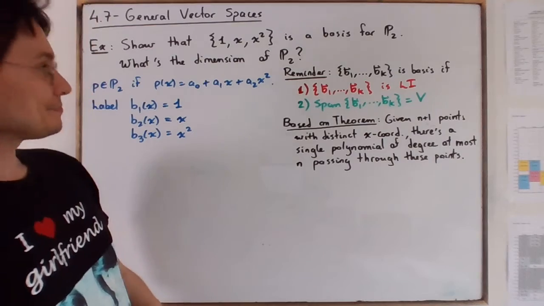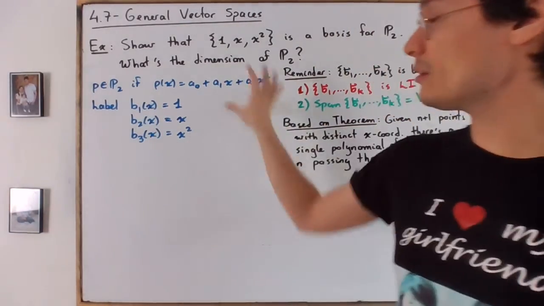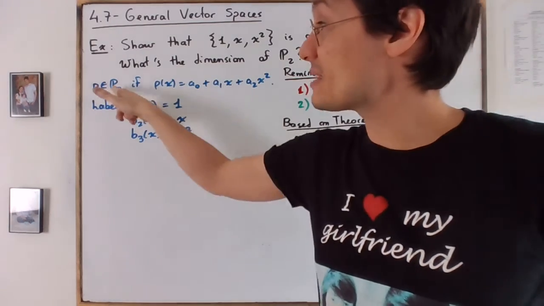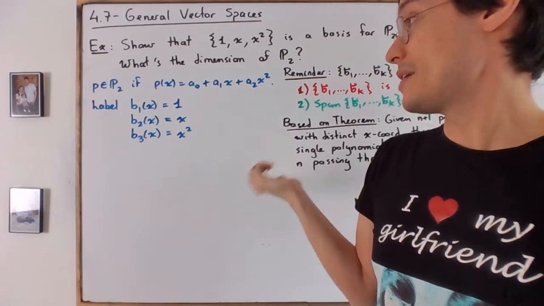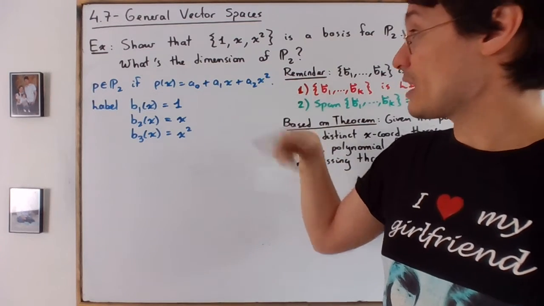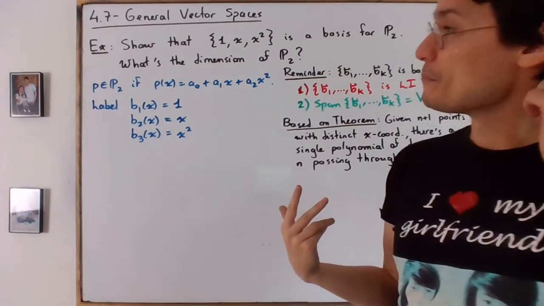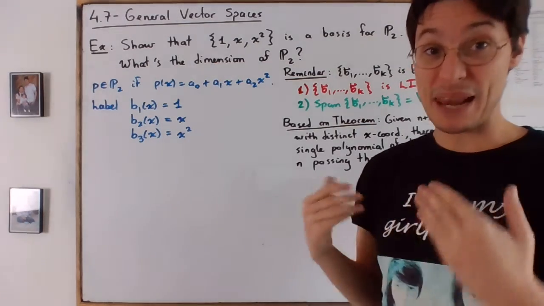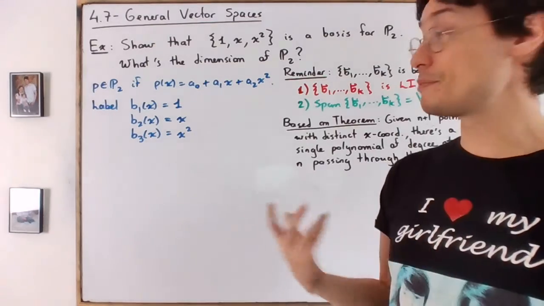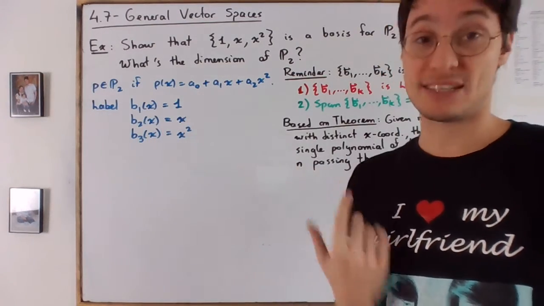Let's begin. A little pre-setup is to write what it means for p to be an element of P2. It means that we can write it like this. We are sure that it doesn't have a term of degree 3 and higher. We're also going to set up labels because it will help us with the proof. We're going to call B1 to be 1, B2 to be x, B3 to be x squared.